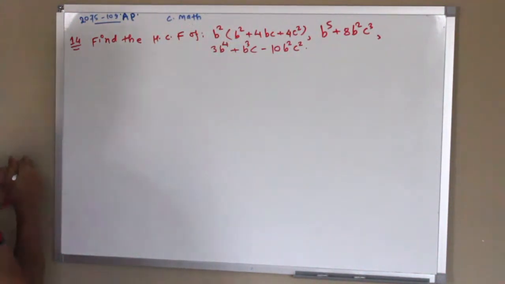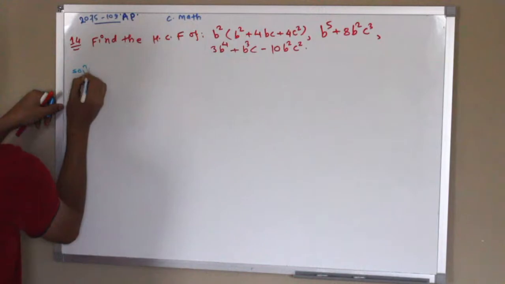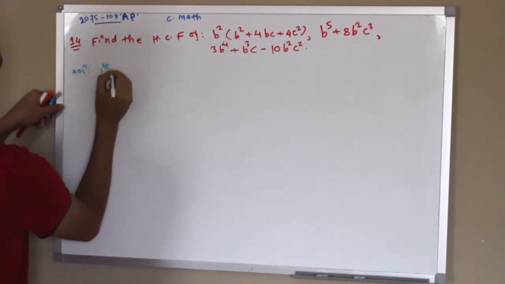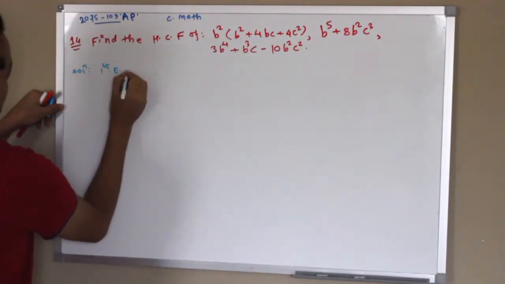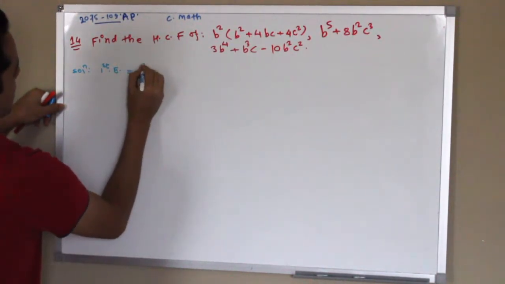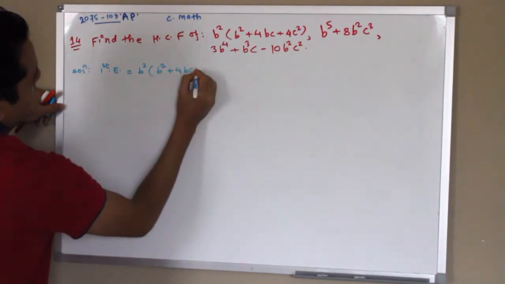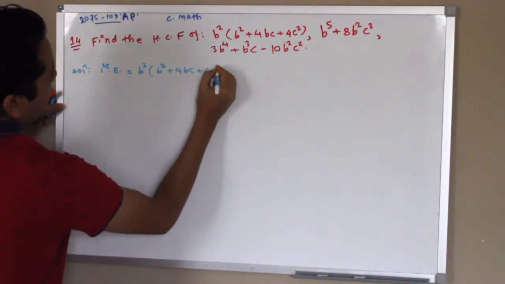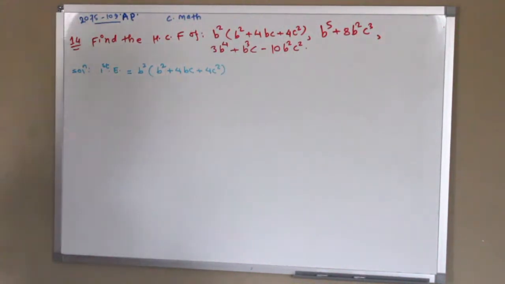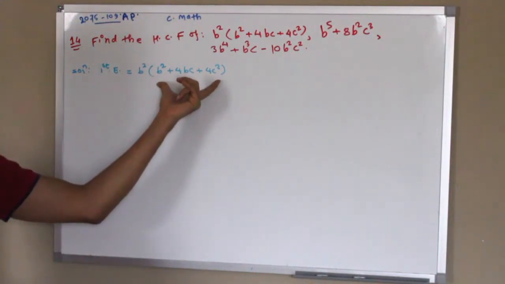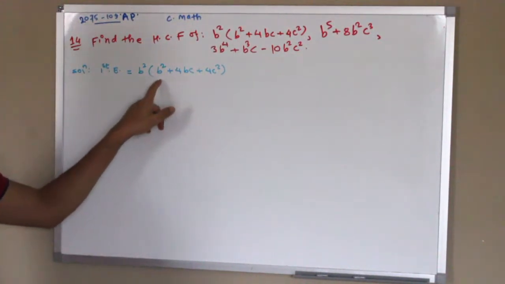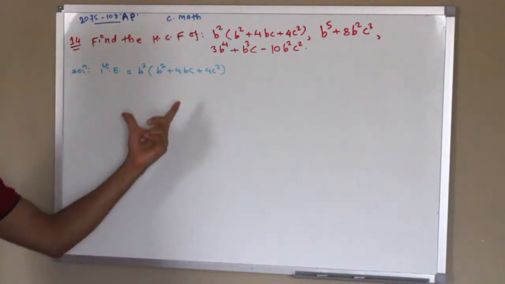Okay, let's solve this. Solution. First expression, which is b squared times b squared plus 4bc plus 4c squared. I have to simplify the term and reduce it into the smallest form as much as possible. So you have to see if there is anything common first. There is nothing common in all these three, but we can factorize this.